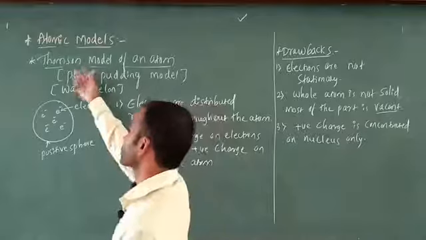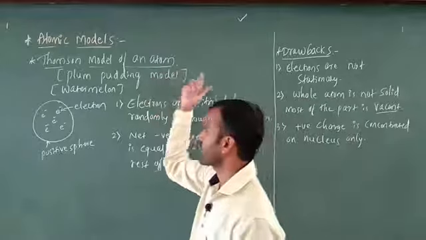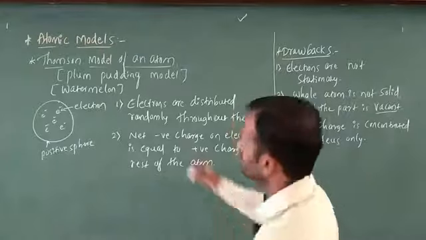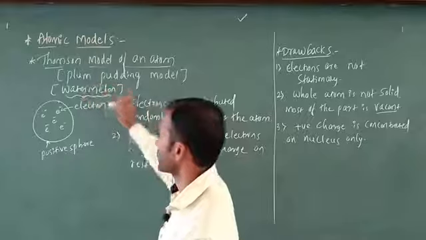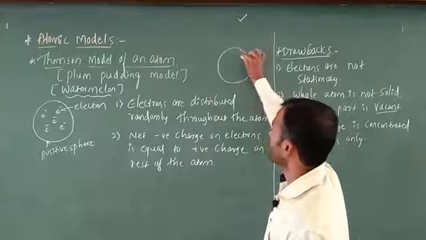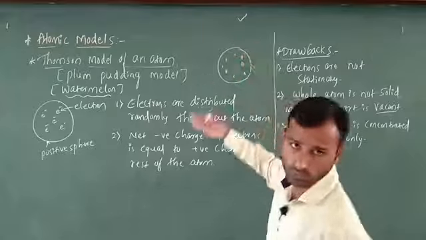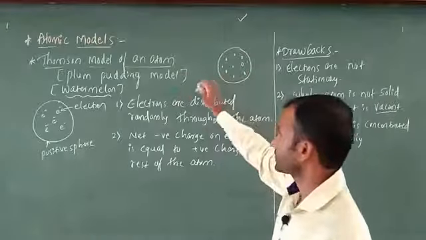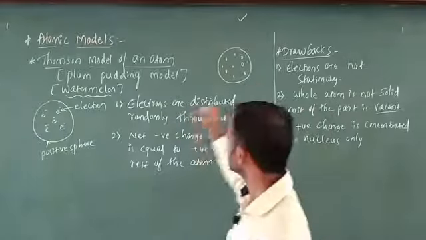In that, particularly the Thomson model, J.J. Thomson's model of an atom. Another name is the Plum-Pudding model. Plum-Pudding model means it is like a watermelon. All of you know very well about the watermelon. A watermelon has some seeds. When you cut the watermelon, you are going to see the seeds like this. That's why they gave the name Plum-Pudding model.